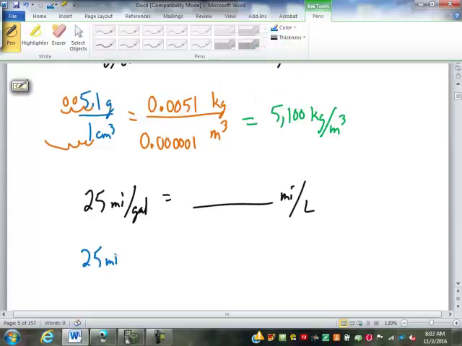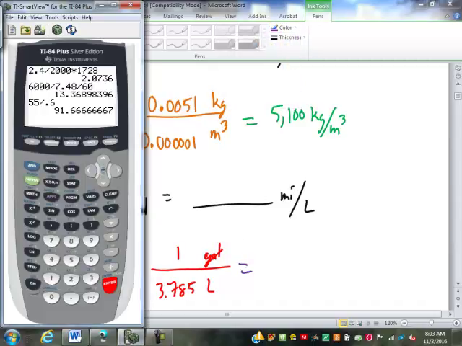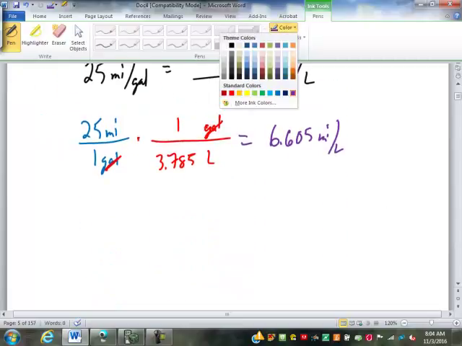25 miles over 1 gallon. So I want to do miles per liter, so leaving the miles alone, I'll put gallons on top, liters on bottom. 1 gallon is 3.785 liters. So the gallons are gone. It's 25 divided by 3.785. 6.605 miles per liter.